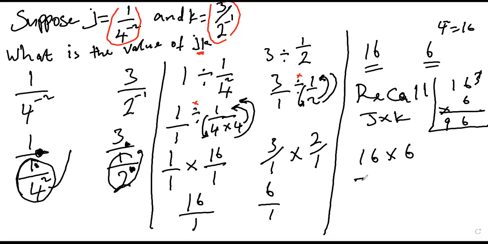So J times K is going to be equal to 96. That's the answer.